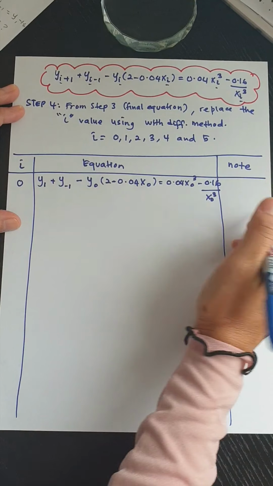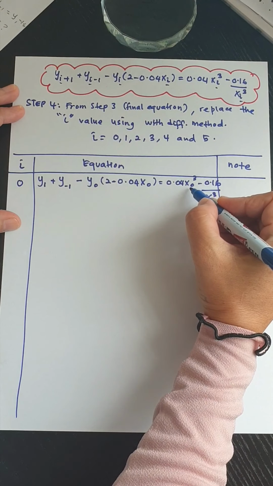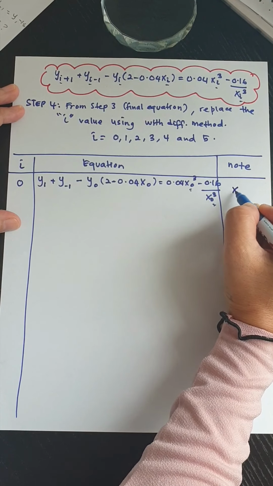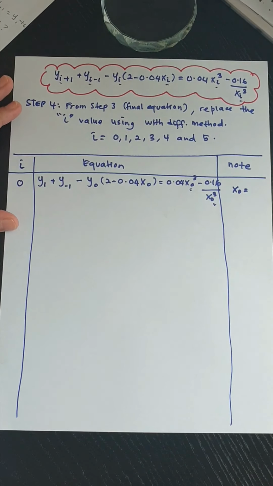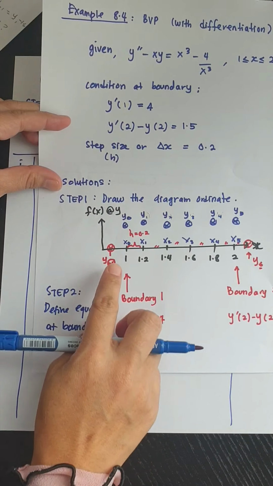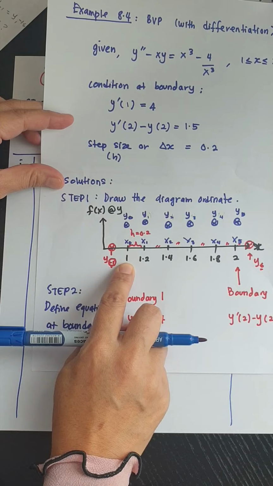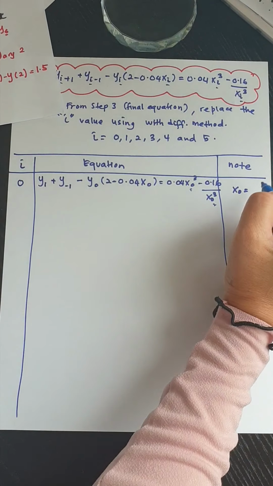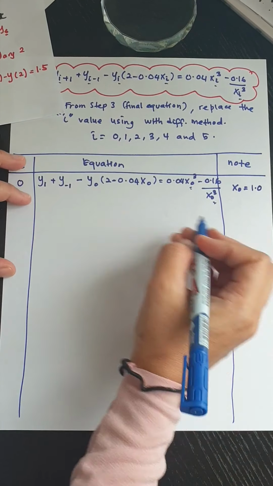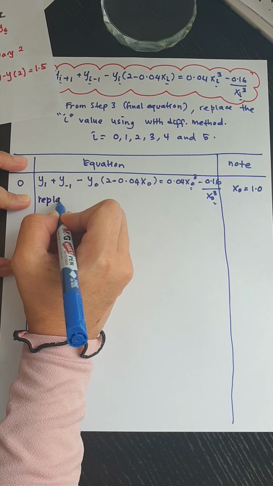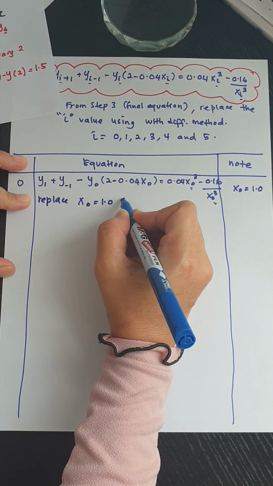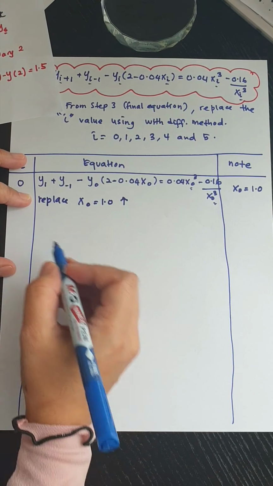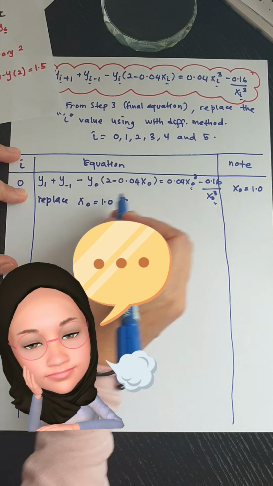From here, the x that you have is x0. What is the value of x0? Refer back to your diagram and ordinates in your step 1. Your x0 is equal to 1. So your x0 is 1.0, and then you have to replace x0 equal to 1.0 in the above equation. So just replace.